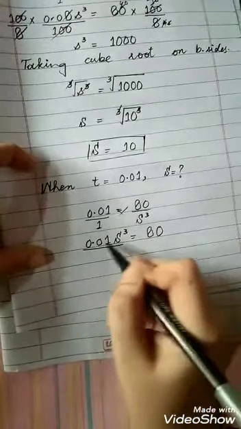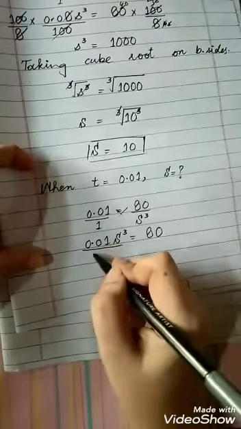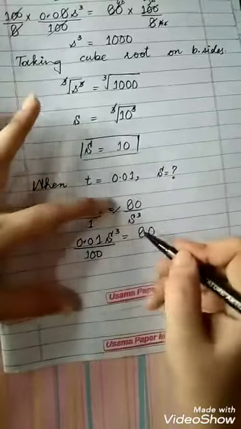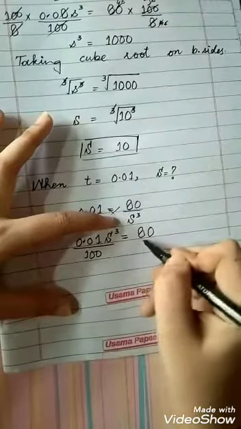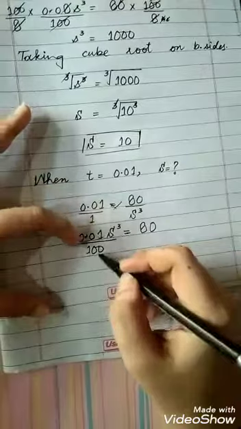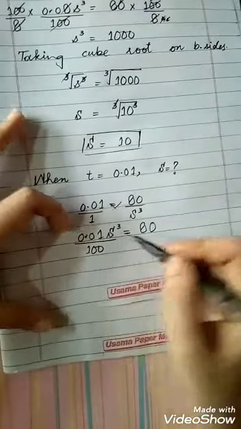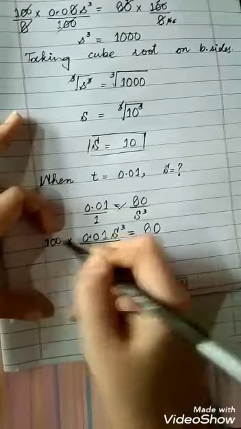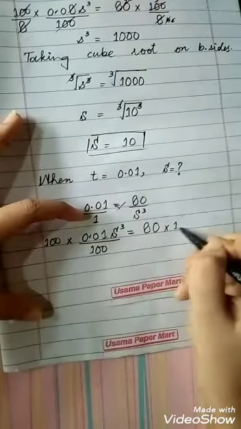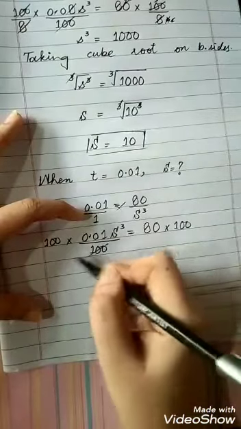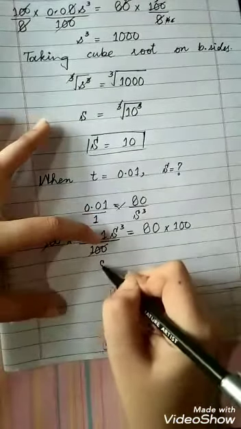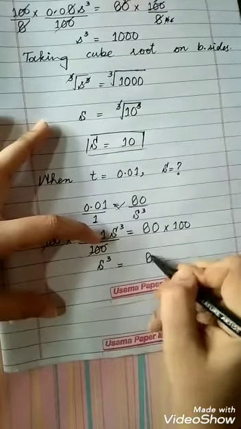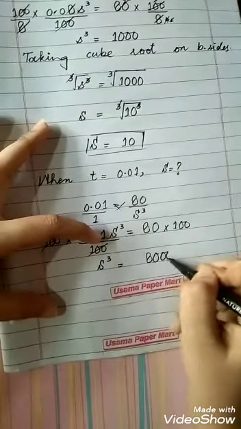Basically we want to find the value of S cube, so this point will be removed by 100. So it means 1 by 100. We will multiply on both sides by 100 to remove this 100. This is cancelled. S cube is equal to 8000.